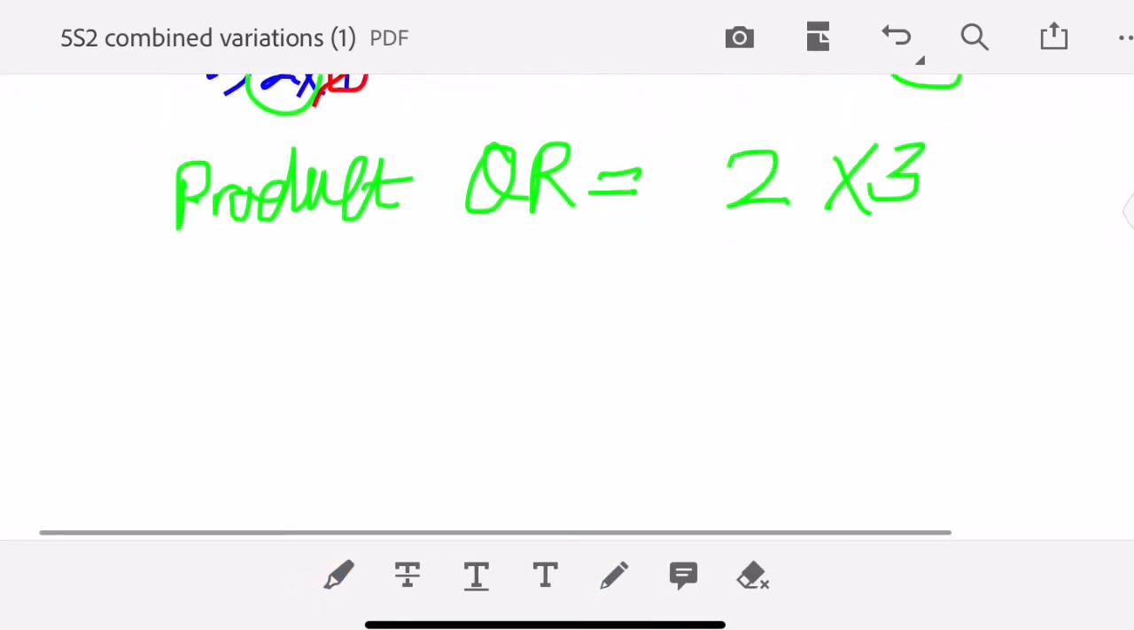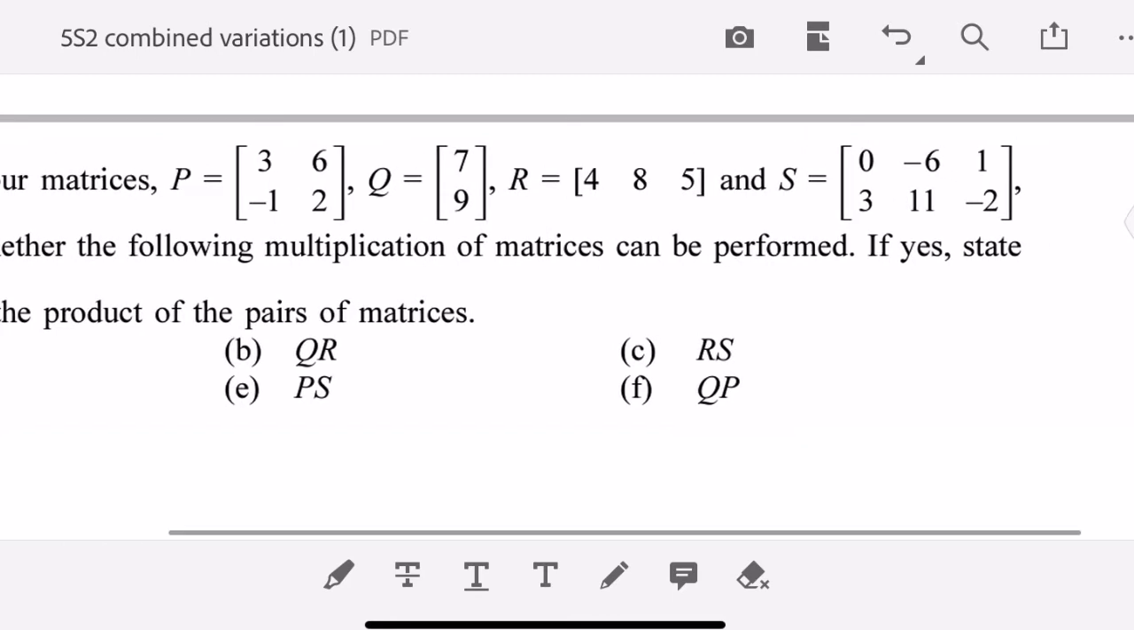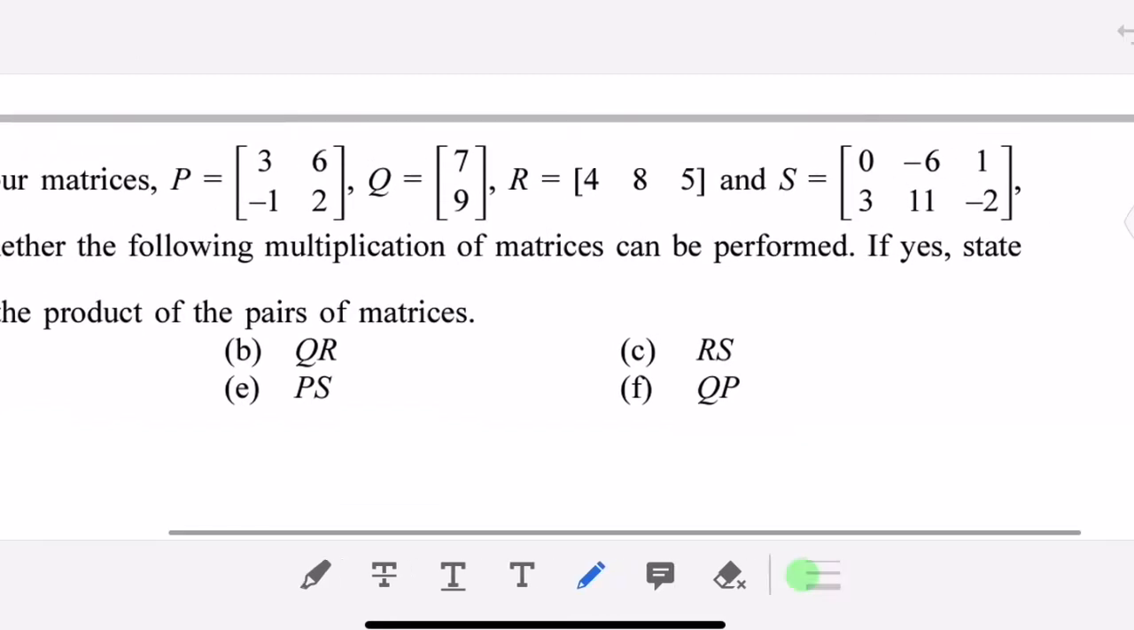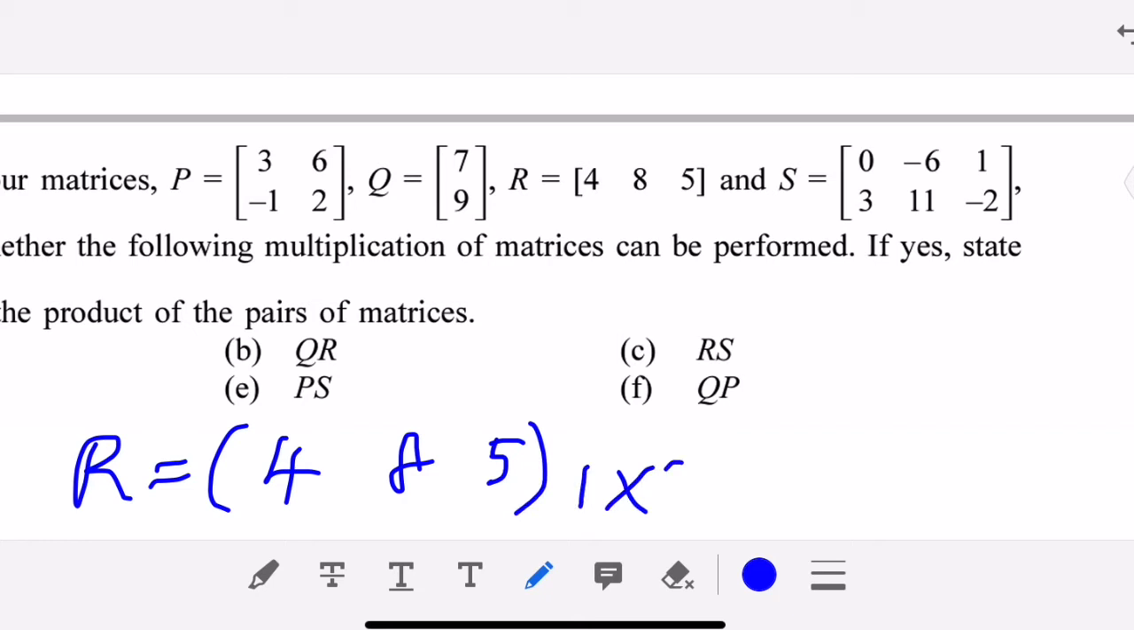Okay, let's proceed to the next one. How about R and S? Let's see. R, just now, we have 1 row and 3 columns.